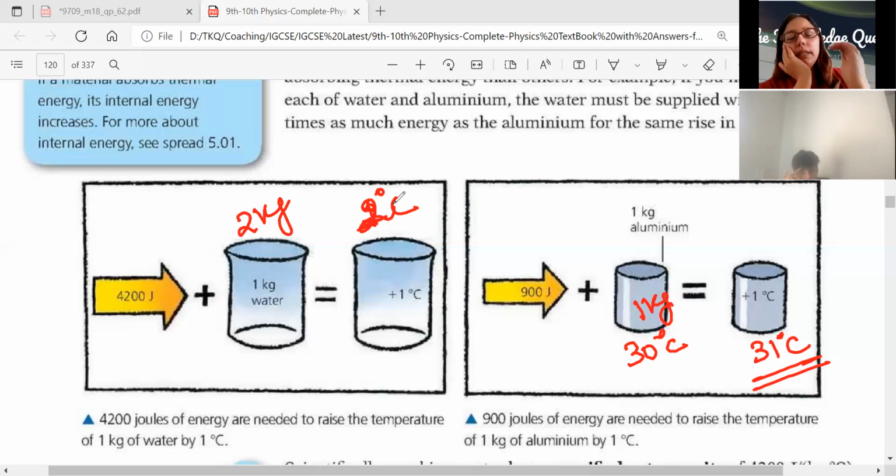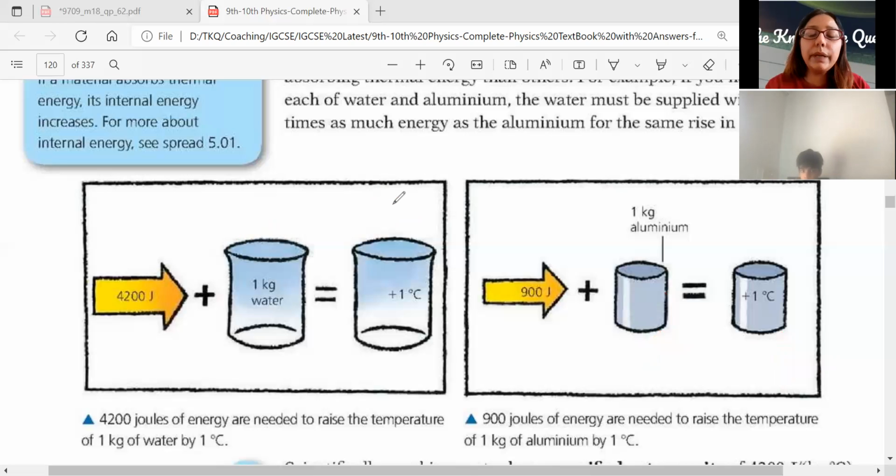So basically, the specific heat is the amount of energy required to increase the temperature by a degree for 1 kg. So how much energy is required depends on how much mass we have and how many degrees we want, which depends on what the question is asking us.